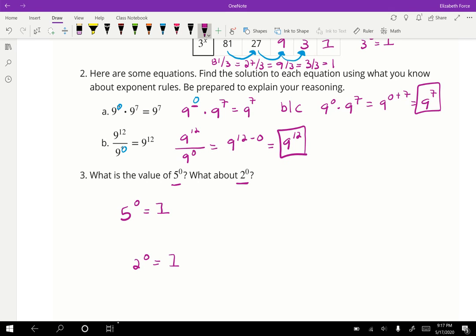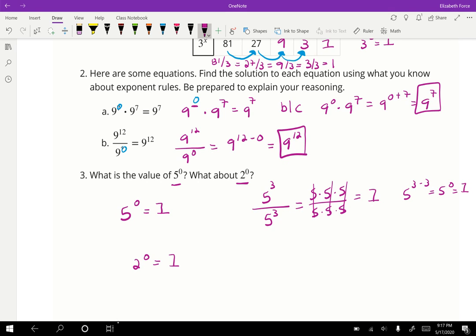Let's say I have 5 to the 3rd, and I want to divide it by 5 to the 3rd. So this turns into 5 times 5 times 5 divided by 5 times 5 times 5. We learn that these will all cancel out, and they give you a 1. Another way to look at it is 5 to the 3 minus 3 gives you 5 to the 0, which is just another way of saying 1.